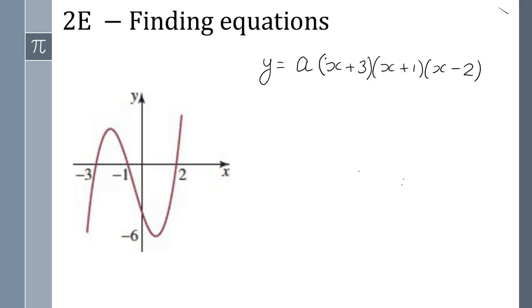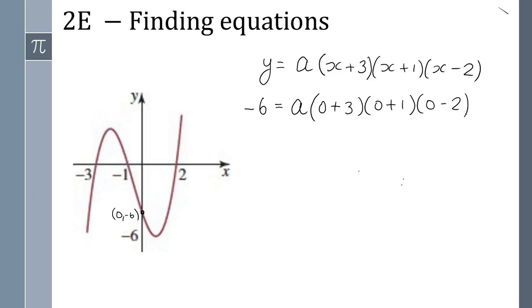All right, so same as always, if we've got 3 variables and want to figure one out, we're going to put in a value for x and y. Okay, I've got another point here, which is, oh, I should write it where it is, 0, -6. Okay, so I'm going to put those values in. So y becomes -6, a, x is 0, 0 plus 3, 0 plus 1, 0 minus 2.